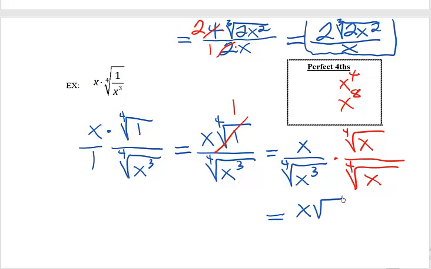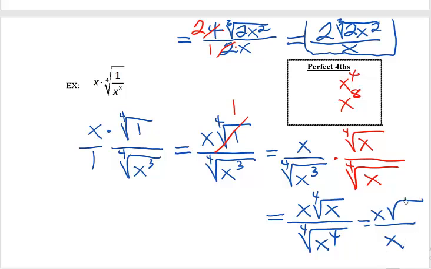That'll give me x 4th root of x on the top. The bottom is now the 4th root of x to the 4th, which has a nice answer. It's just x. And then take a look at this thing here at the end.